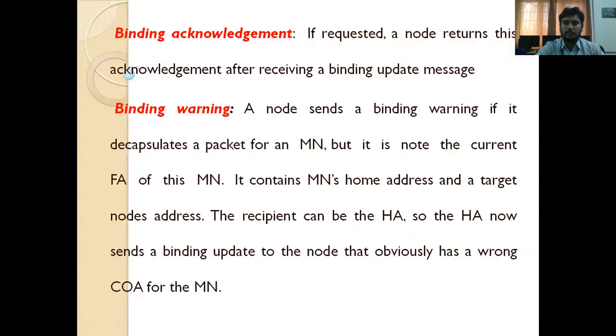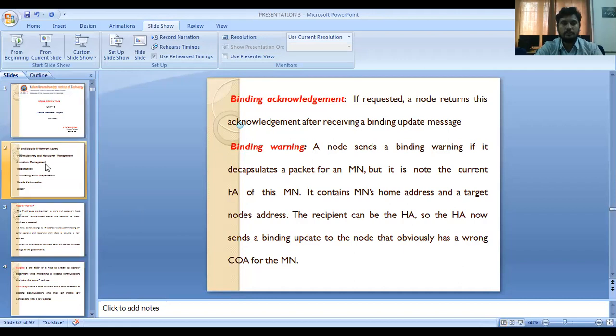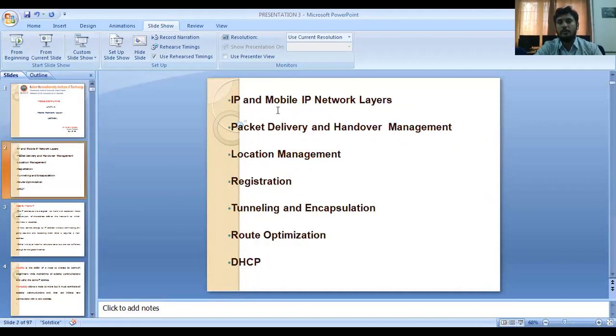Let's recall the syllabus, whether we covered it all or not. IP and Mobile IP network layers, packet delivery and handover management, location management, registrations, tunneling and encapsulations, and finally route optimization and DHCP. We covered all these topics with these 4 lectures. This is a very small unit and a very important unit from the network point of view: how a packet is transmitted, how the path is established by the network layer.